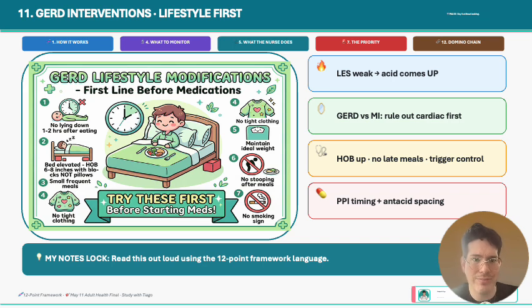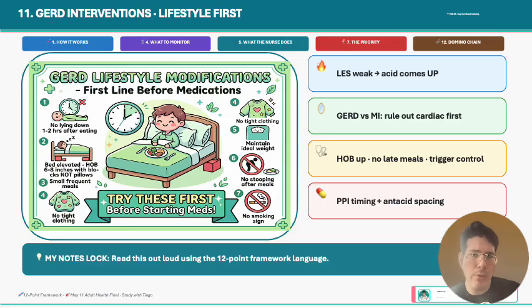Avoid trigger foods if they worsen symptoms. Caffeine, chocolate, peppermint, fatty foods, spicy foods, right? Citrus, tomato, and alcohol. Oh my God, no alcohol. Stop smoking, all right? Because nicotine can relax the LES, right? And weight loss can help with abdominal pressure contributing to reflux, okay?